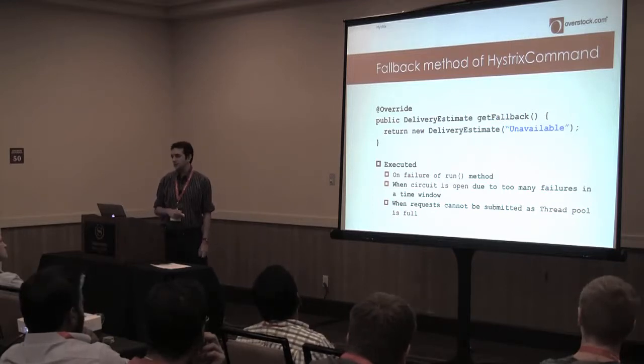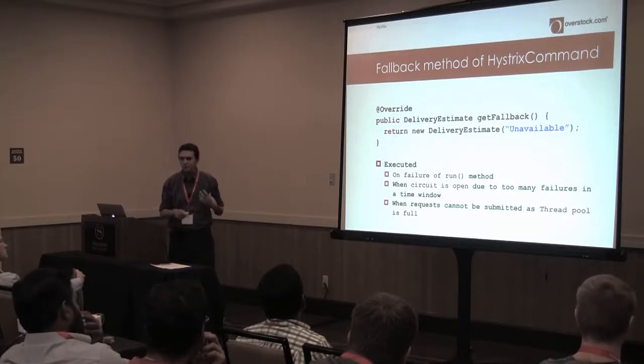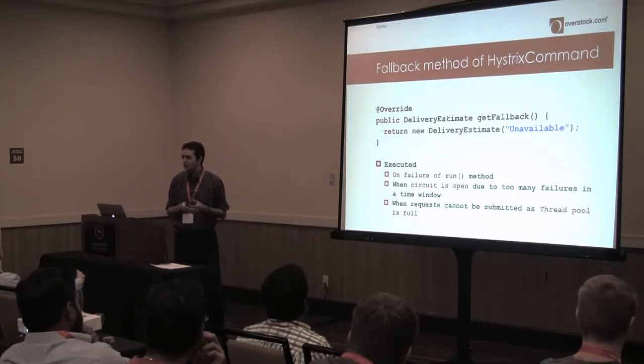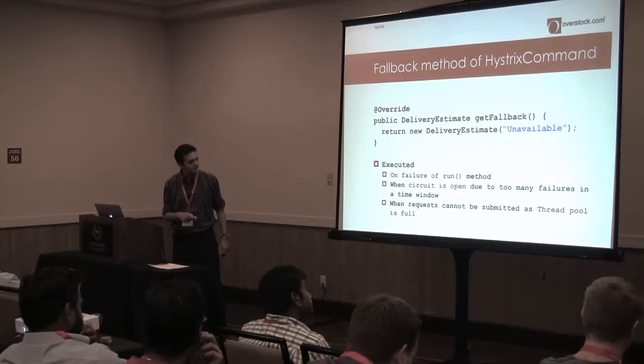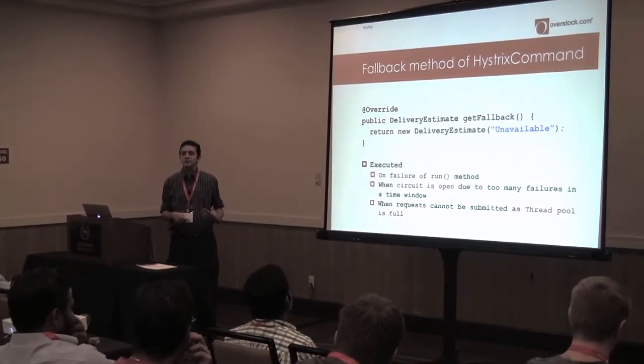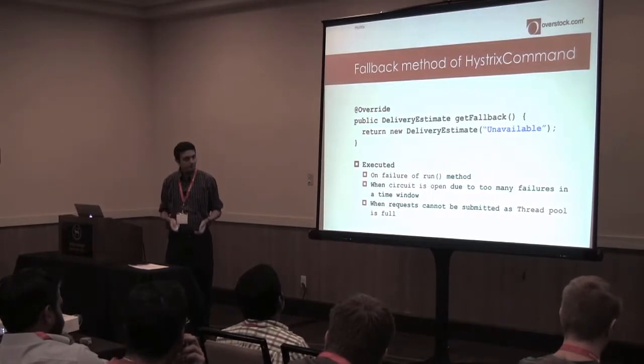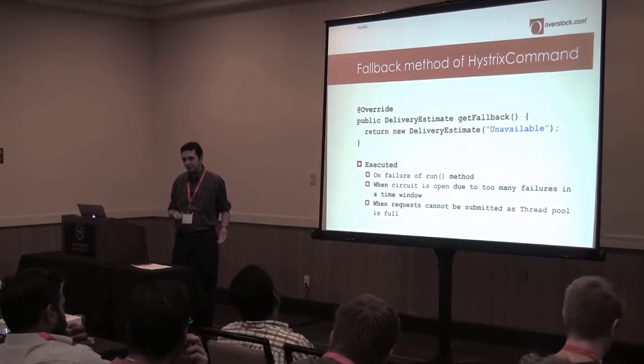The fallback method will get invoked on the failure of the run method. If the circuit has been set as open, it will also be invoked. The circuit is open if a lot of failures occur within a certain time frame. That's when a circuit gets open. When requests cannot be submitted because the thread pool is full, that's when the fallback could also get called.